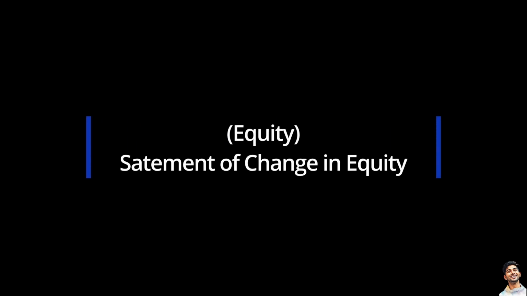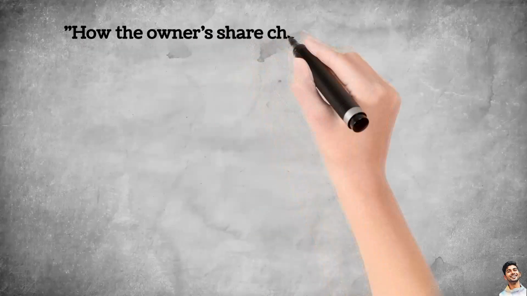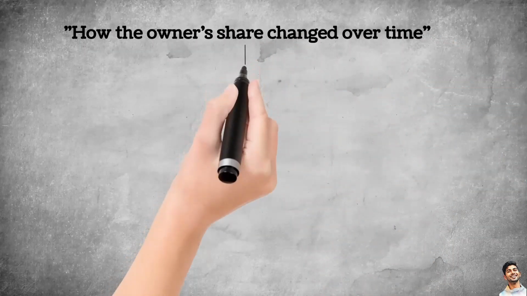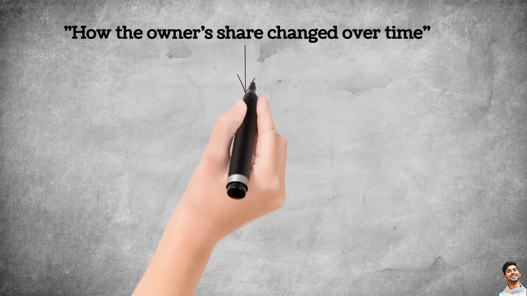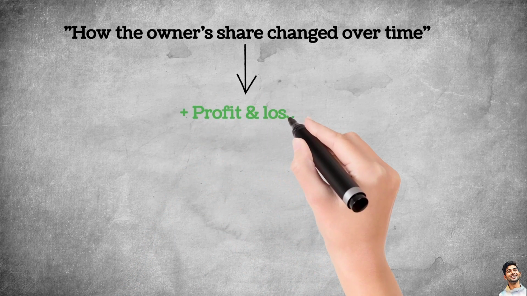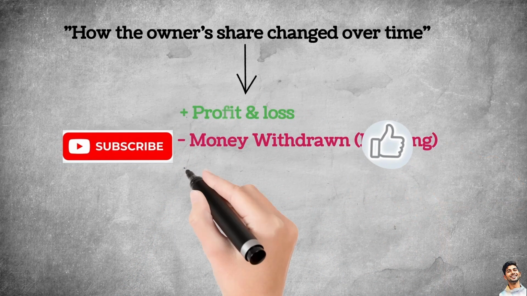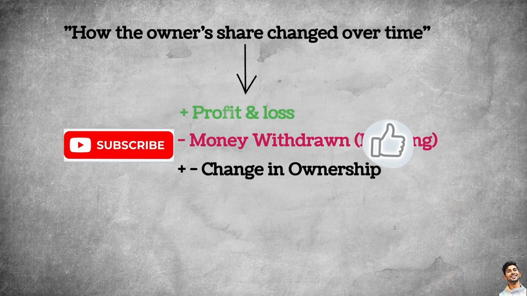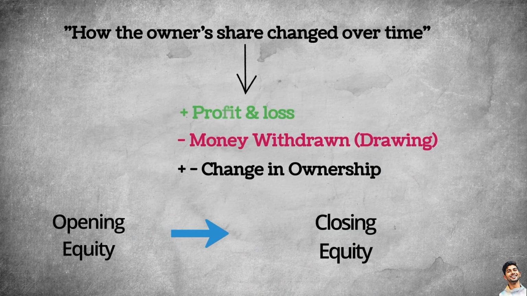Now moving on to the equity, which is the statement of change in equity. This statement explains how the owner's share changes over time. So think of profit added, money withdrawn, or any other changes in ownership value. In short, it connects the beginning equity to the ending equity.